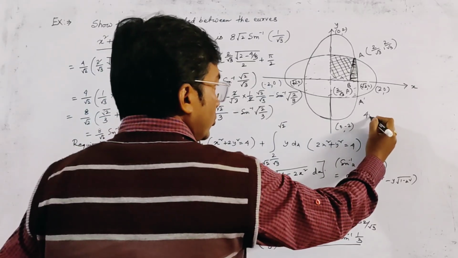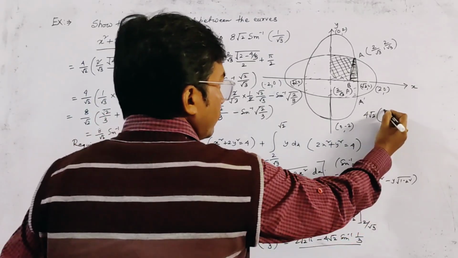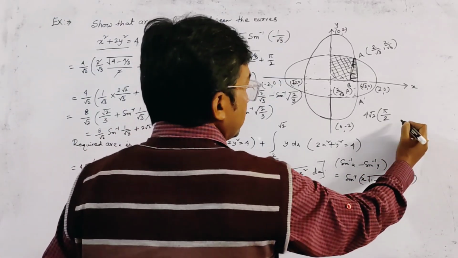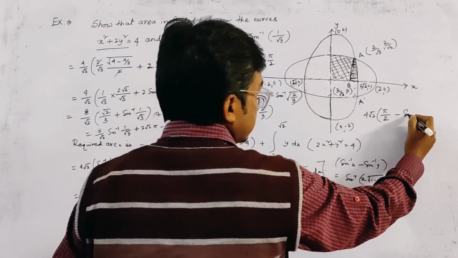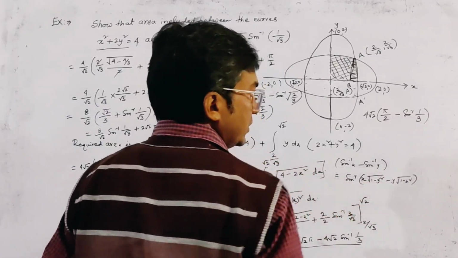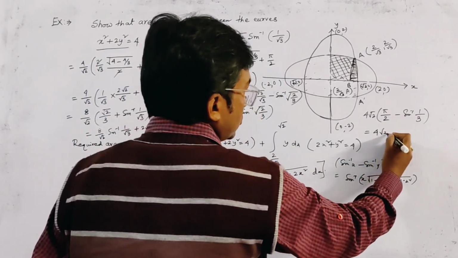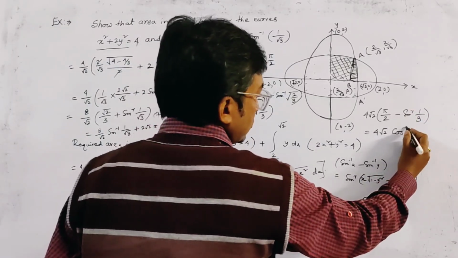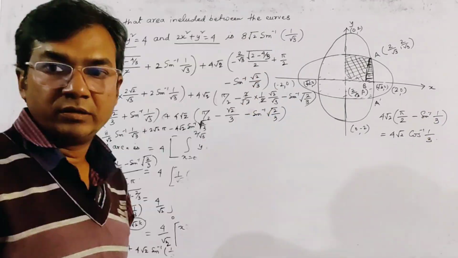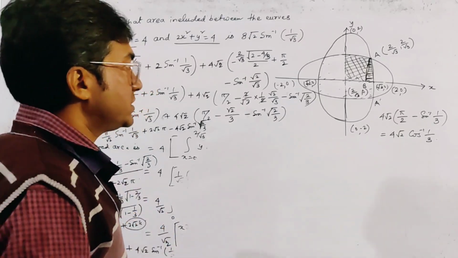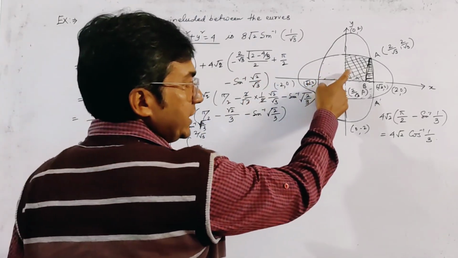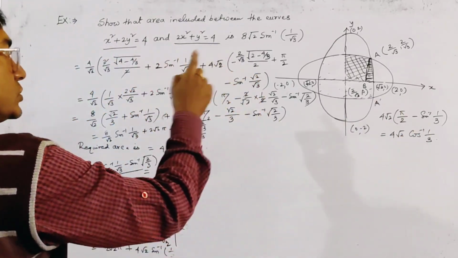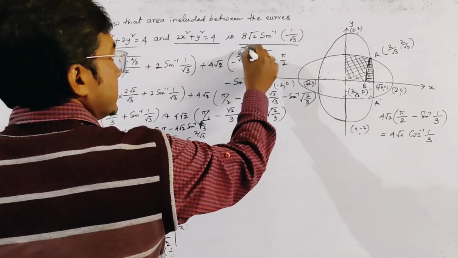Okay, now we take common from both the terms 4 root 2. From the first term we get pi by 2, and from the second term we get minus sine inverse 1 by 3. So we get 4 root 2 into pi by 2 minus sine inverse 1 by 3, and this is cos inverse 1 by 3. Hence we get our result, that is the required area, in the form 4 root 2 into cos inverse 1 by 3. But this is not in the form of our given answer.